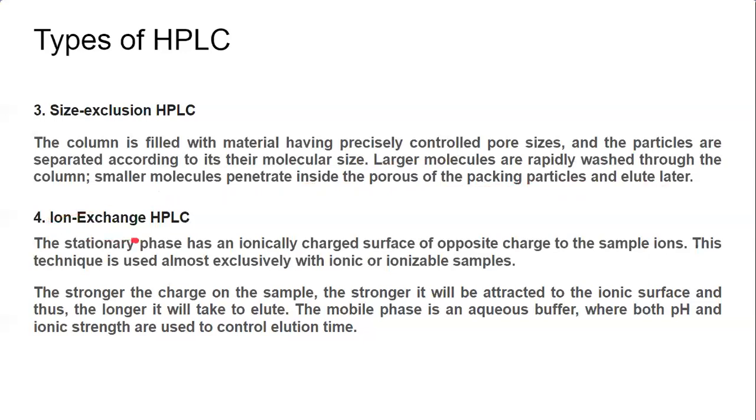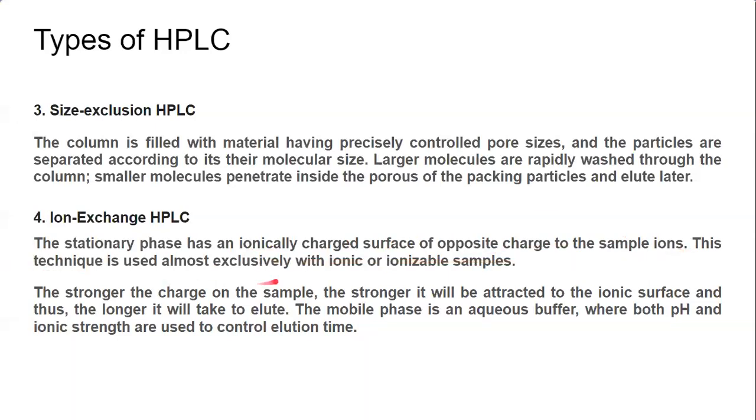Next, ion exchange HPLC. As in the previous class, we have discussed ion exchange chromatography. The same principle applies here also. The stationary phase is an ionically charged surface, oppositely charged to the sample ions. That means our stationary phase has two ends. One is a fixed ion, which may carry one charge. Suppose our fixed ion carries a negative charge, then the counter ion may carry a positive charge, and that counter ion will be exchanged with the sample ion. The sample ion charge should be opposite to that of our fixed ion.